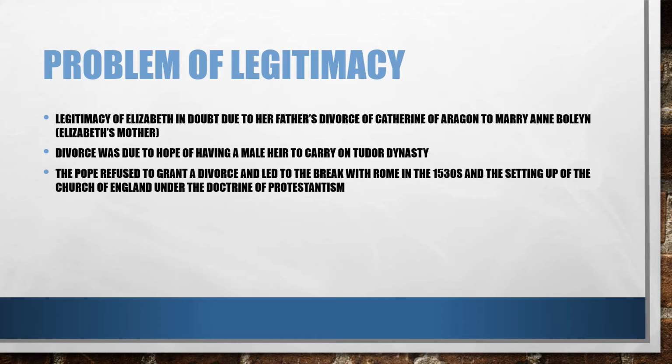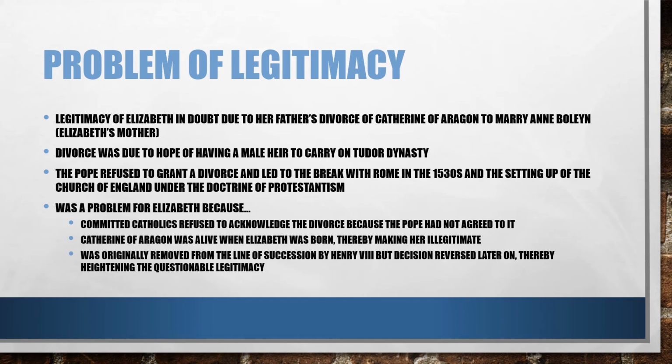Henry wished to divorce Catherine of Aragon to marry Anne Boleyn, and the only way that you could do that under the Catholic religion at this point was to be granted a special order from the Pope. As the Pope refused to grant this divorce, this led to the break with Rome in the 1530s and the setting up of the Church of England under a doctrine of Protestantism.